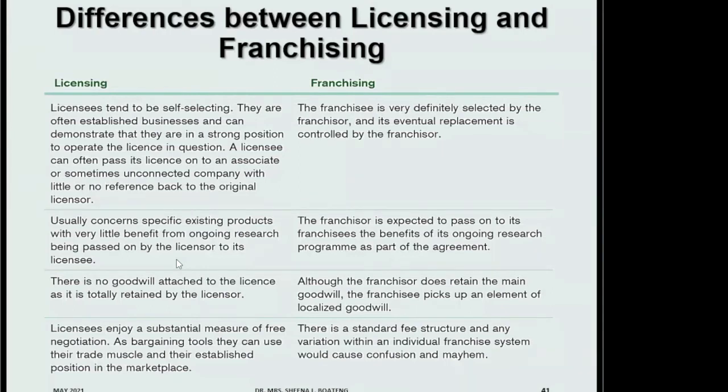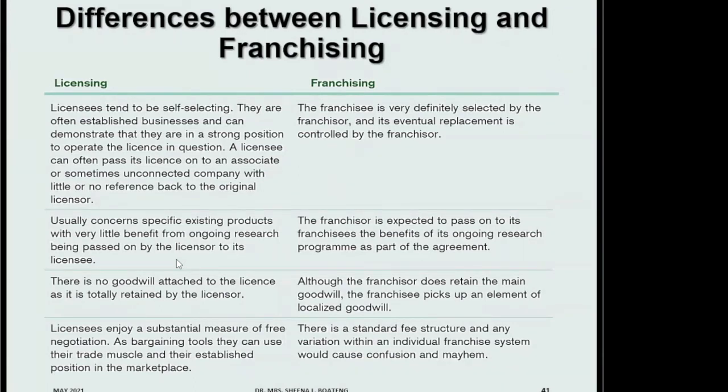Whereas the franchisor is expected to pass on to the franchisee the benefits of ongoing research programs as part of the agreement. So the franchisee is still receiving information from the franchisor after the agreement has been signed, because any change or improvement in the entire business model that happens in the mother company must trickle down and be experienced in all the different franchises, given that they are replicating the business model that is used by the mother company, right? And when it comes to licensing, there is no goodwill attached to the license because it's totally retained by the licensor. So they do not give you everything. They give you the means to use some of it.